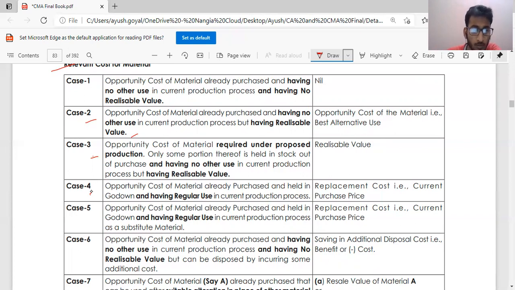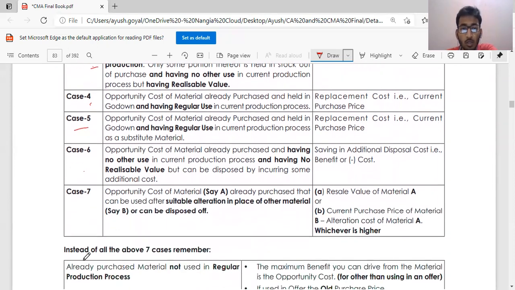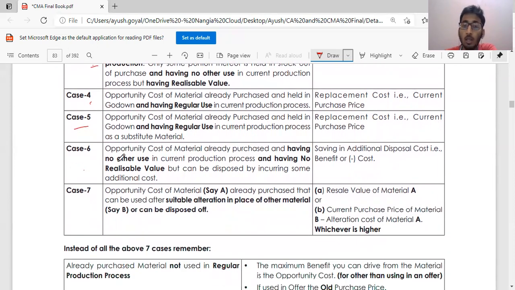So case 4 is done. What is case 5? Opportunity cost of material already purchased and held in godown and having regular use in the current production process as a substitute material. The same thing is here. Opportunity cost of material already purchased and having no other use in the current production process, having no realizable value, but can be disposed of by incurring some additional cost. Now this is important.